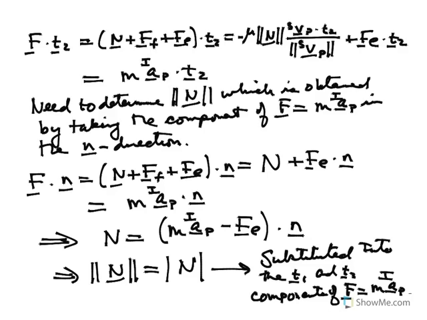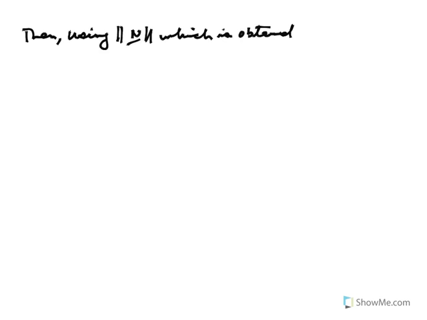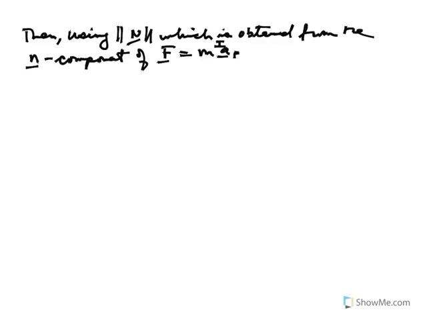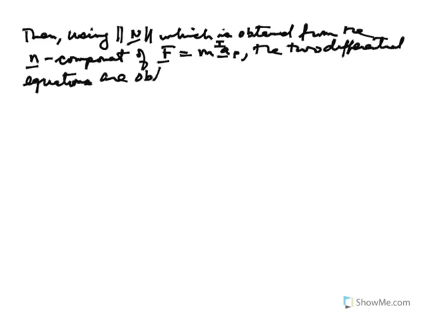So then you get the differential equations. What happens is that, using the magnitude of n, which is obtained from the n component of F equals ma, the two differential equations are obtained as, and what do we have here?